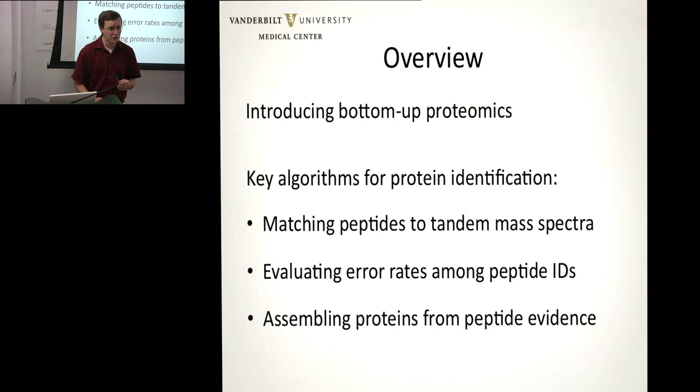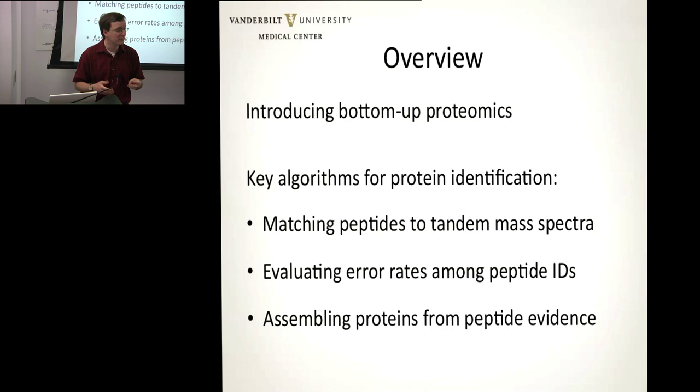So I'll start with a brief overview of bottom-up proteomics, looking at both discovery and targeted or verification pathways that we use our mass spectrometry for. And from there, I'll start talking about the major algorithms that we use to identify proteins and post-translational modifications, et cetera, from tandem mass spectrometry data sets. So those will include three major stages. How do we match peptides to tandem mass spectra? Kind of the standard database search approach on that. Secondly, how do we evaluate the error rates among the identifications that we produce from tandem mass spectral matching? And thirdly, how do we assemble proteins or infer proteins from these data sets?